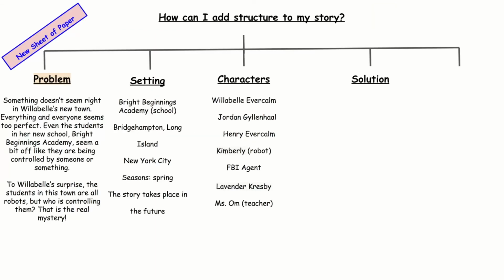So you're going to grab your tree map, and underneath the branch that says setting, you're going to write down where and when your story takes place. For example, my story is taking place in Bright Beginnings Academy, which is located in Bridgehampton, New York. Part of my story is going to be in New York City. The season is going to be spring. It might also be the summer.